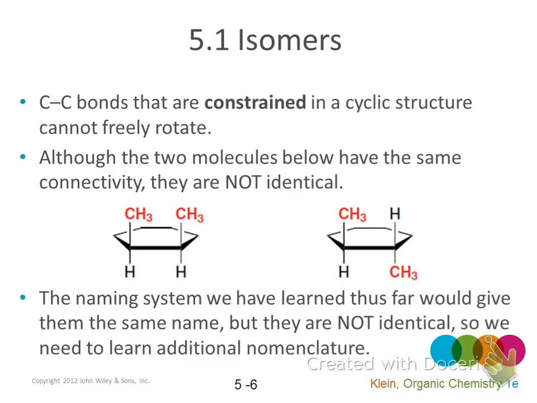Okay, so here's the big thing. For isomers to exist other than the type of stereoisomer I was showing you before, the R and the S, there has to be a constraint. That's something that keeps the molecules from being able to move so that they're just like the other molecule. Most of the time, this is some sort of rotational constraint.